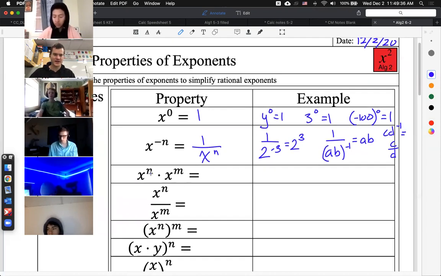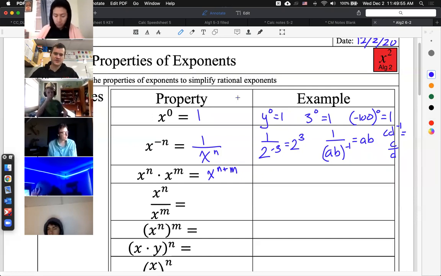This next one, x to the power of n times x to the power of m. Does anyone remember what this property is going to state? Jose? Would you just add the exponents, right? You do indeed add the exponents. So it would be n plus m.